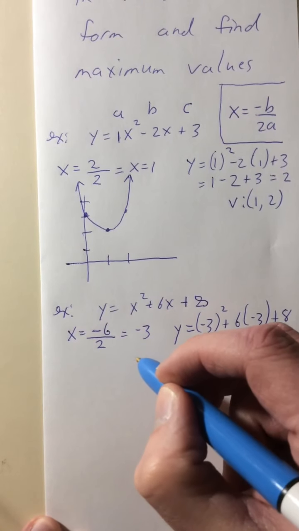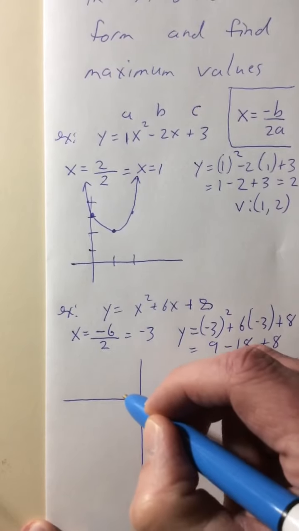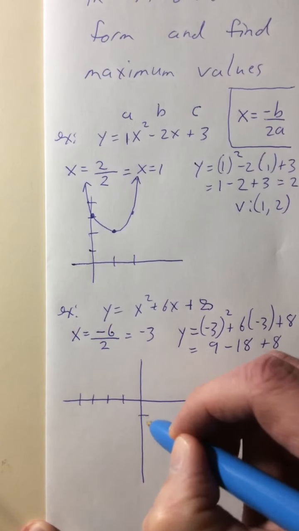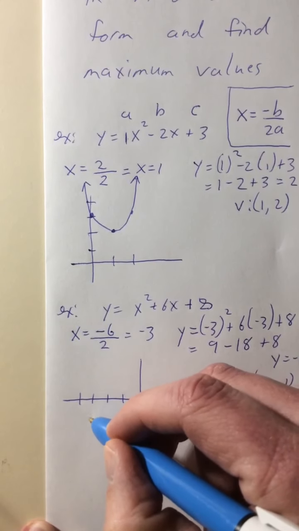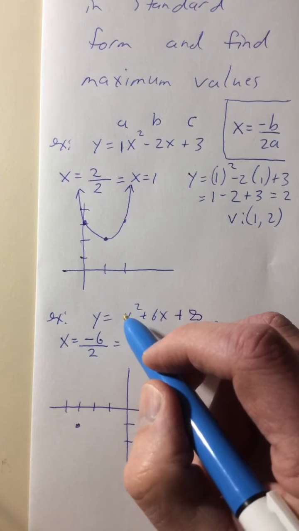So we set up our x, y coordinate plane here, and we do negative 3, negative 1. So negative 3, negative 1 is right there. And then, again, we do the slope situation.